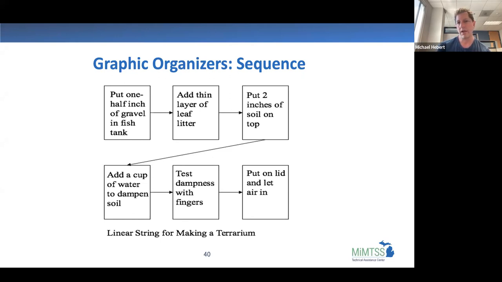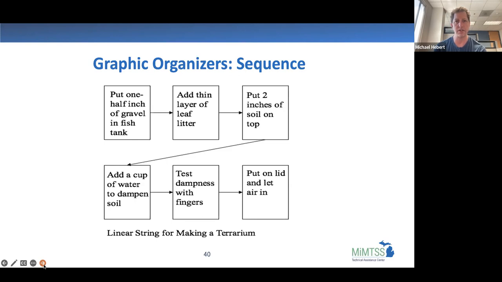Now, could there be multiple approaches? In some cases, there might be two ways to do something, right? Like for making a sandwich, you could put the meat on first, or you could put the cheese on first. There are multiple ways that you could do it, and you can share with kids that there's sometimes more than one potential sequence for things, just to share some variation in these structures.